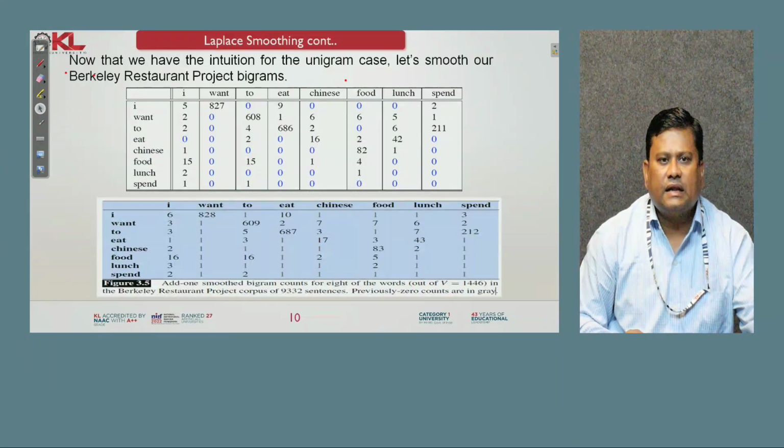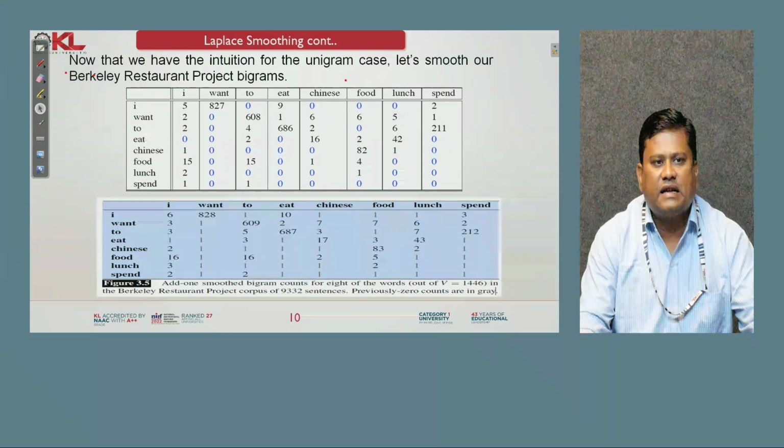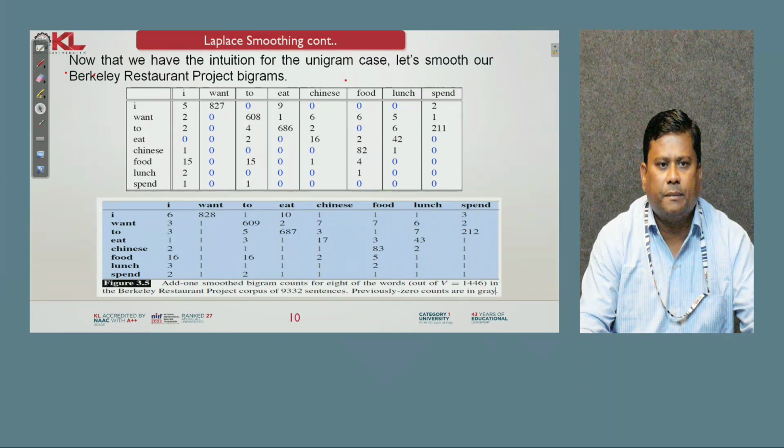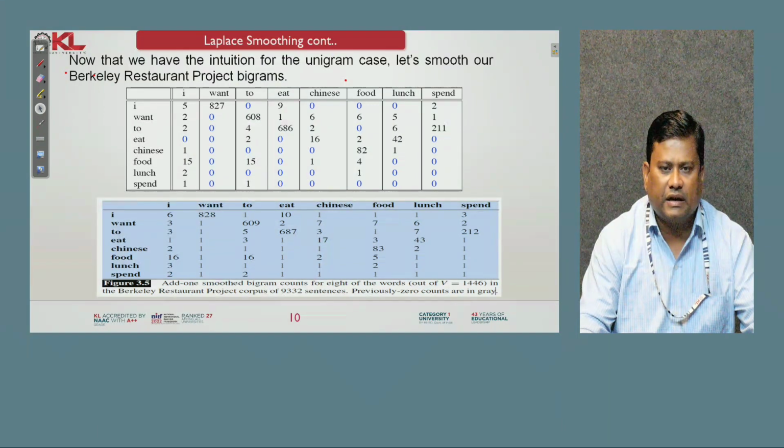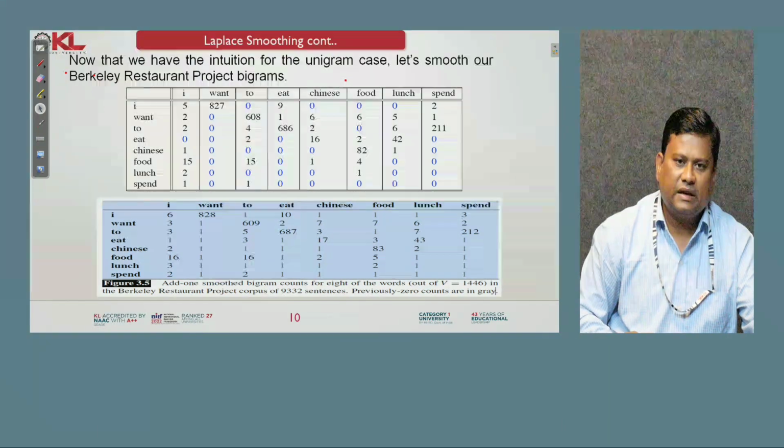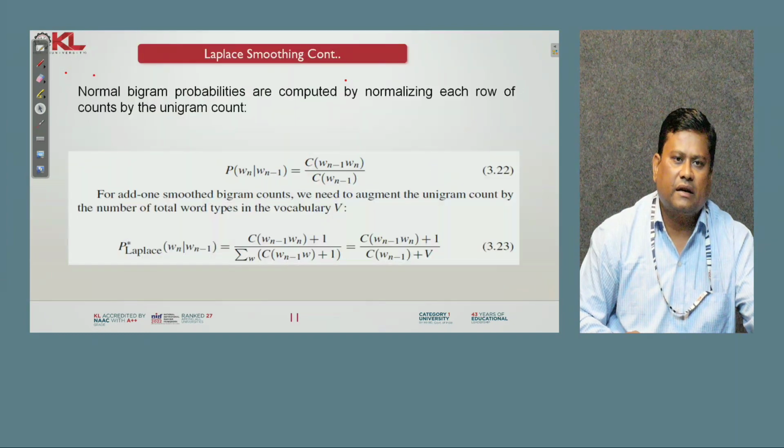So for Laplace smoothing, these are the unigram counts from the Berkeley Restaurant Project bigram example, with the words I, want, to, eat, Chinese, food, lunch, spend. Here one is added to each count, as we can see in the table. This add-one smoothing is called Laplace smoothing.